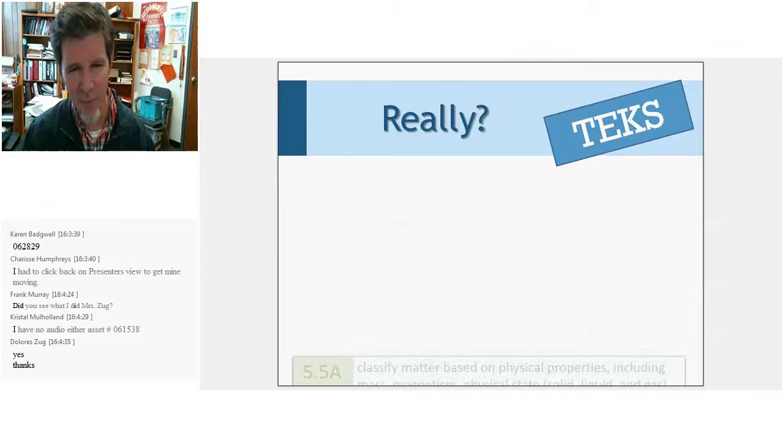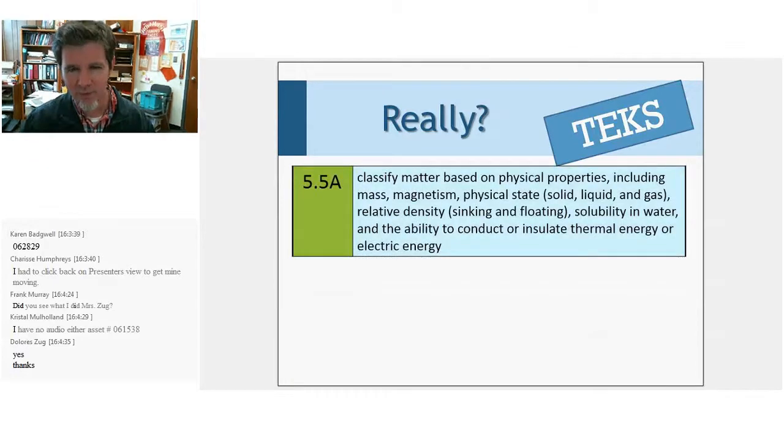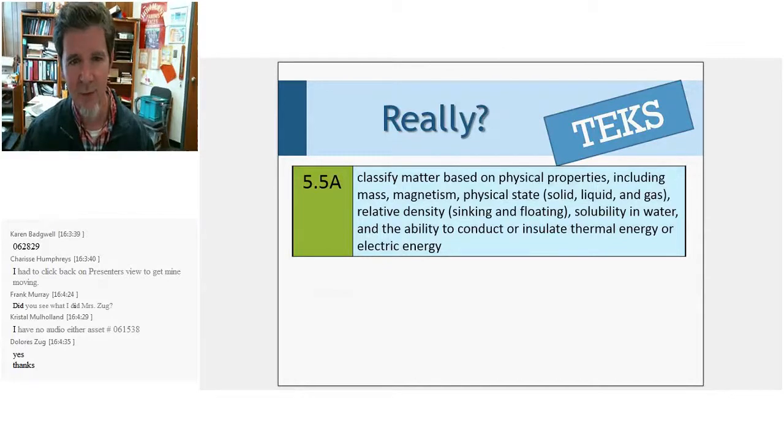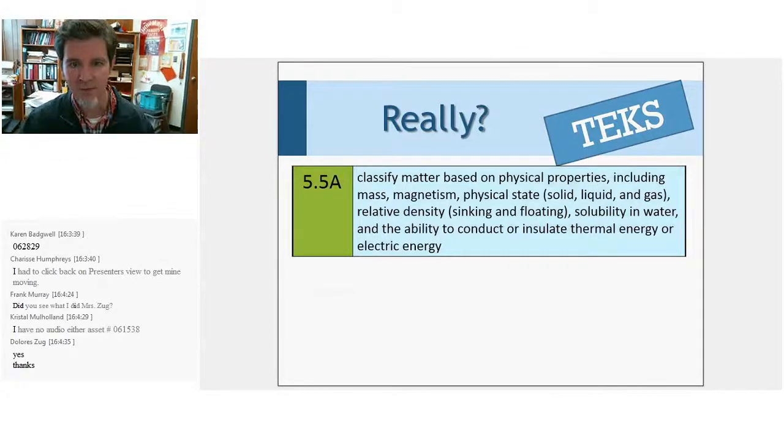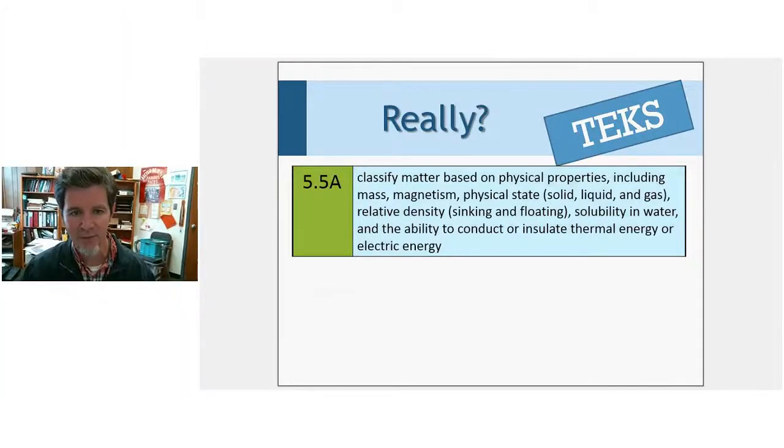Just as an example real quick, look at this one student expectation from 5th grade science. It says, students are expected to classify matter based on physical properties, including mass, magnetism, physical state (solid, liquid, gas), relative density (sinking, floating), and so forth and so on. Right? Think of all the different ways you could ask a question on that. I mean, at least 14 or 15 different question types or more.